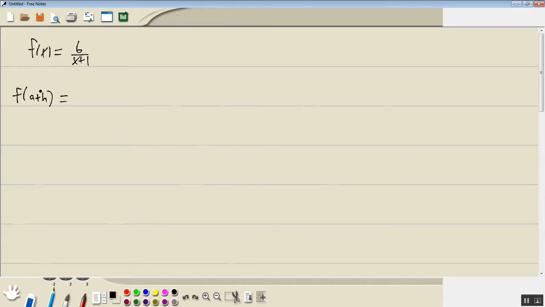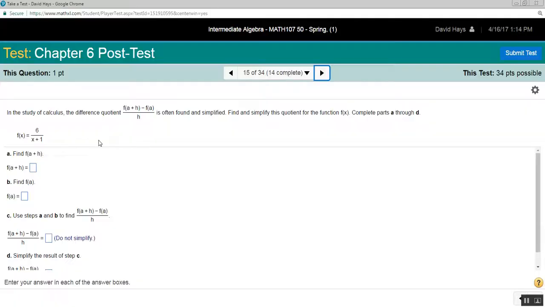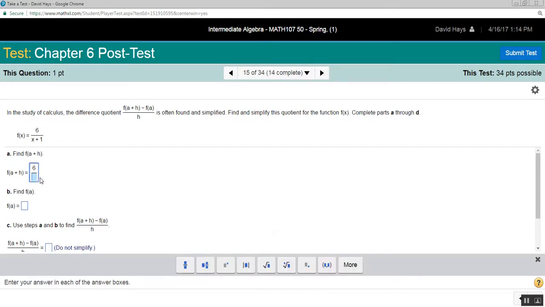This is just evaluating. So we're going to go to our function, and where our x was, we'll put in parentheses. Now evaluating a function is always the same. Whatever's inside this parentheses right here is automatically what we're going to put in right here. So I'll put in a plus h. Now to simplify that, those parentheses actually aren't doing anything. So this is 6 over a plus h plus 1.